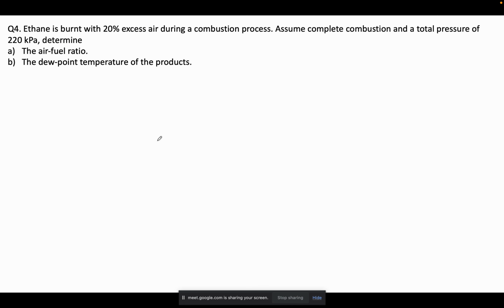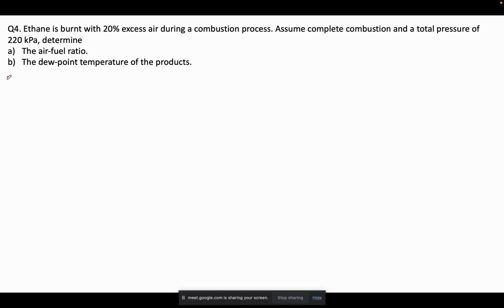Ethane is burned with 20% excess air during a combustion process. Assume complete combustion and a total pressure of 220 kilopascal. Determine the air fuel ratio and the dew point temperature of the product. The first part we have already done, such type of questions. We will do this again, and then after this, using the given pressure value, how can we calculate the dew point temperature of the product? Now, in place of octane, ethane is given.